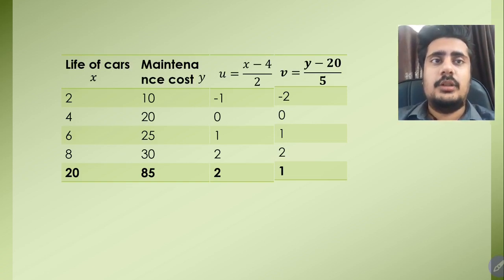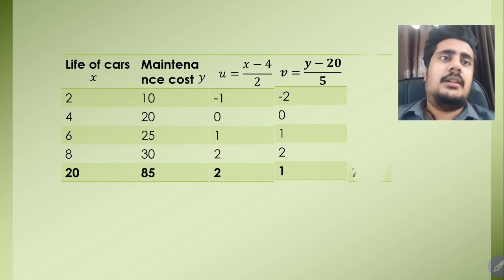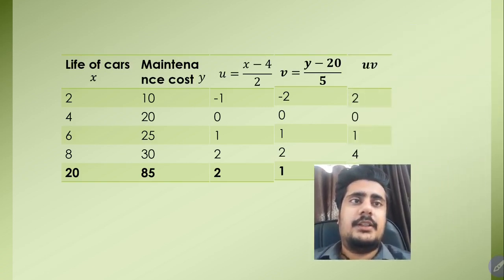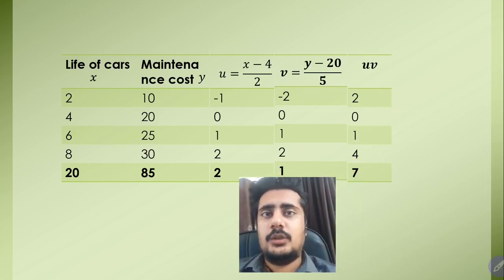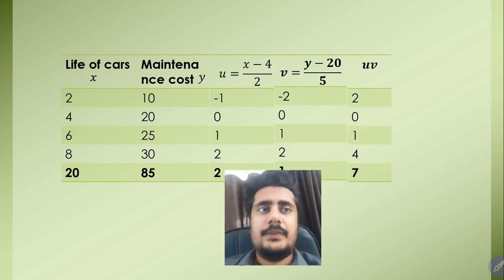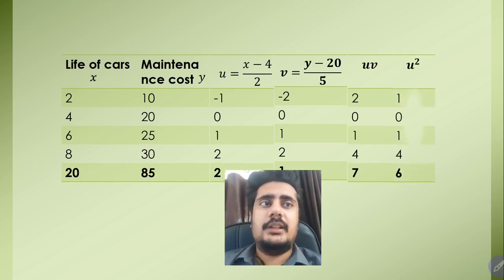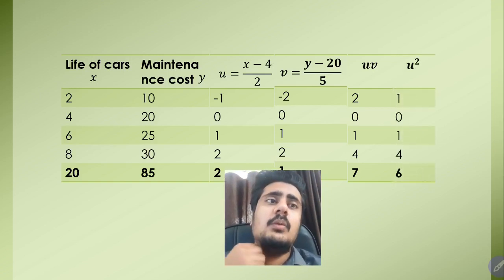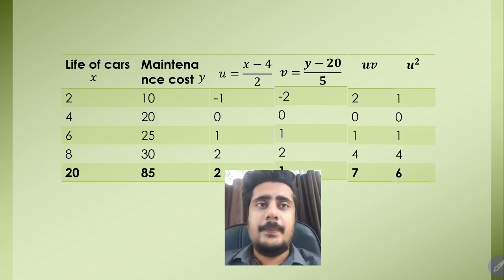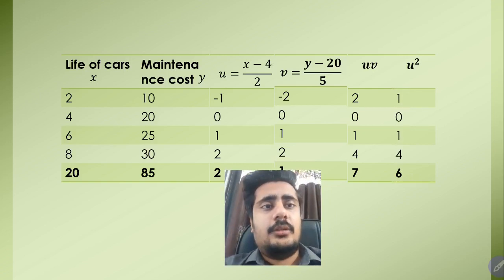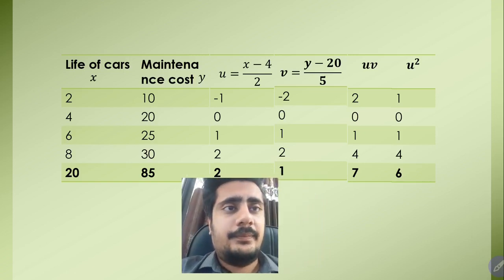Now the total of u and v is 1. Then you will find uv, which is u multiplied by v. Minus 1 into minus 2, 2. 0, 0, 0, 1, 1, 1, 2, 2, 4. Then we will find u square: 1, 0, 1, 4, total is 6. Okay, you can write in your book and pen.